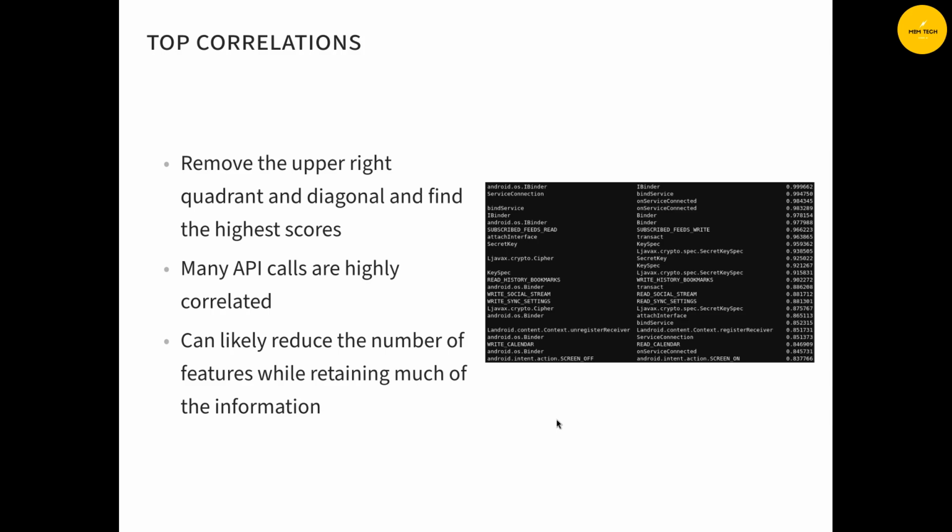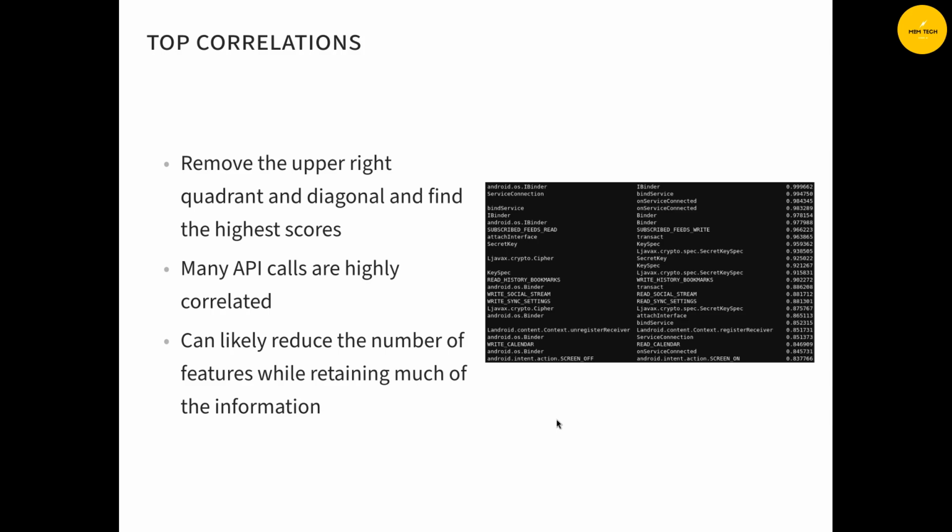What we see here is that there are an awful lot of API calls that are highly correlated, such as iBinder, bind service, and connecting services. These are in some way intuitive, in that we would understand that they are related calls. There are also permissions such as read and write permissions, which normally go together, or intents such as screen on and screen off. And those have really high correlations.